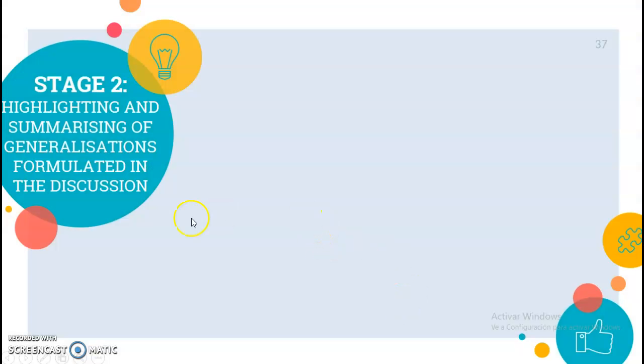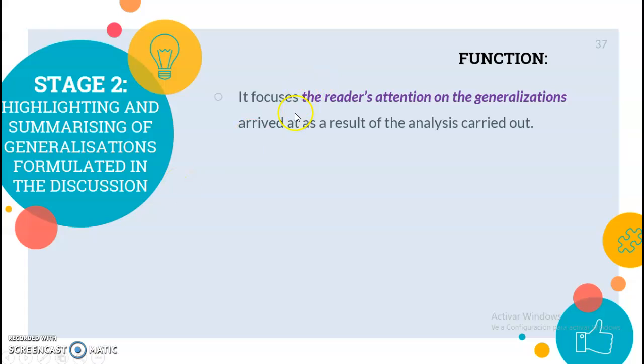Stage or step 2, highlighting and summarizing of generalizations formulated in the discussion. The function is to focus the reader's attention on the generalizations arrived at as the result of the analysis carried out. So you need to go over the main aspects that were analyzed and explained along the paper. Yes, and you need to reach some conclusions.